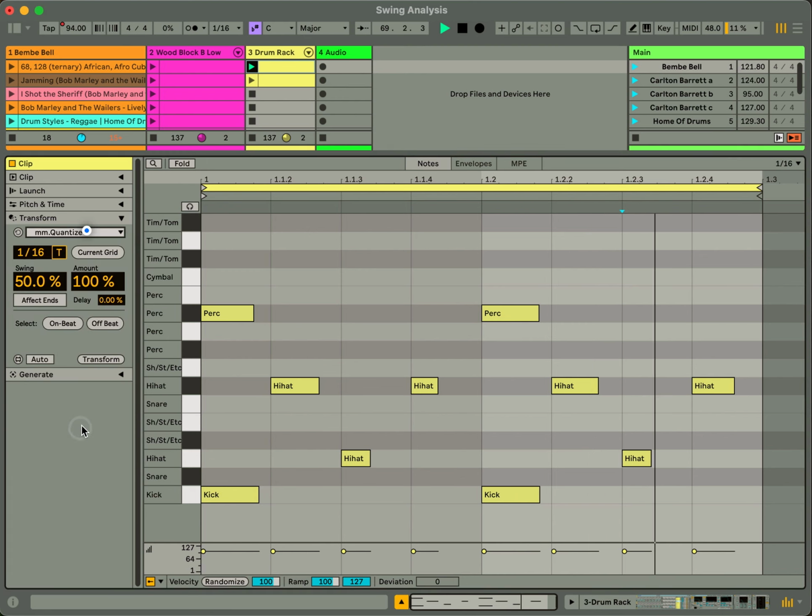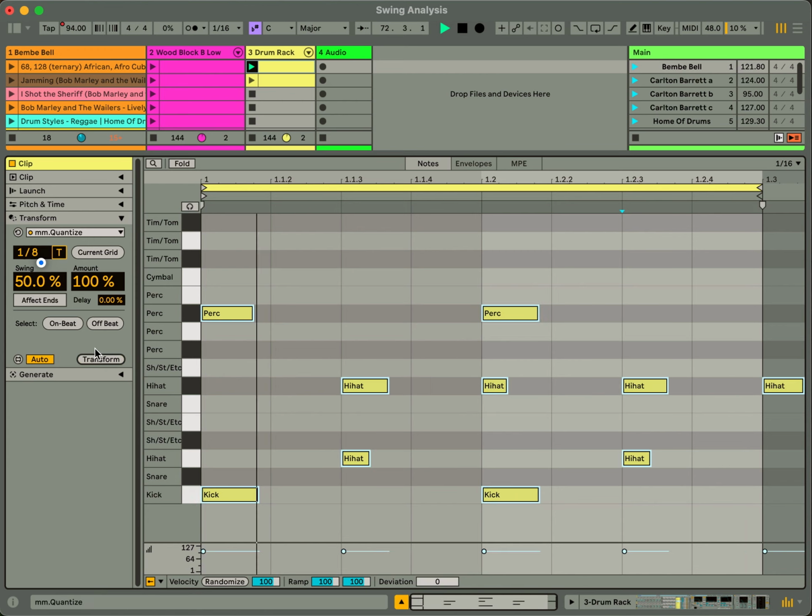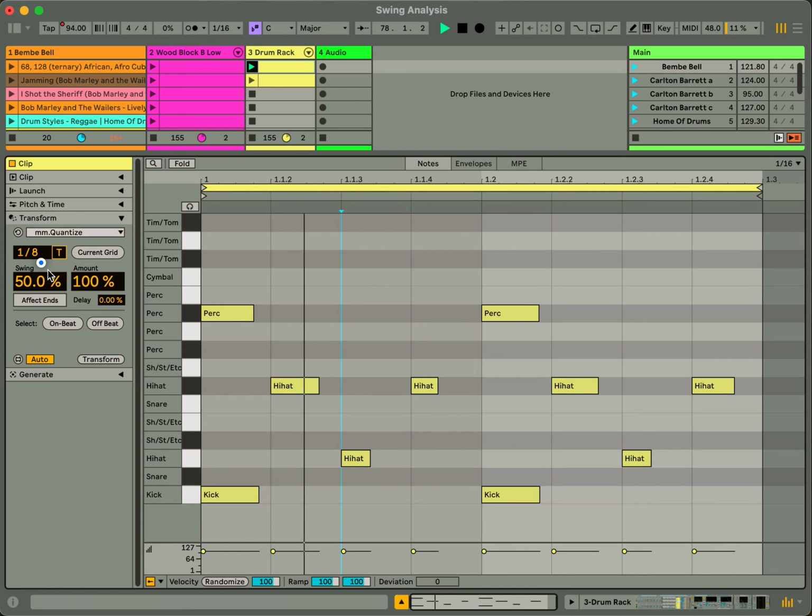It's MM and quantize. So we'll start with 8th. Turn on auto. Transform. Oh, that was weird. Okay, so again, because we're at 8th, I can see what's happening. It's cutting off all the divisions below the 8th. So that's how we just lost our 16th, and it just moved those notes up to the next 8th, which is not what we want at all.